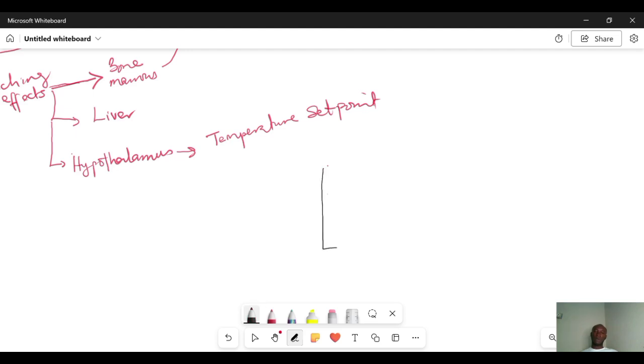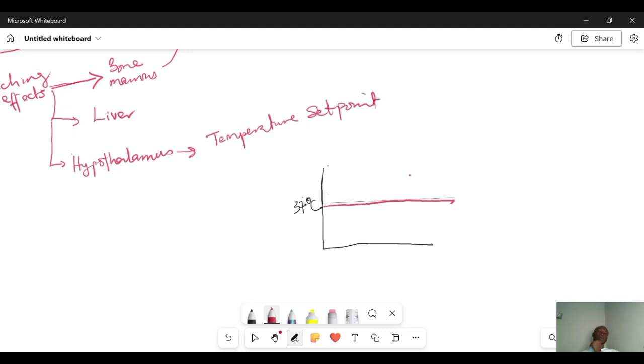Right. Okay. So for example, the temperature set point, the body can set its temperature at 37 degrees Celsius, okay? Now, this is the set point. So, once this temperature is set, body mechanisms are activated such that the body temperature is kept at this temperature set point. So, you stick a thermometer to the axilla or anywhere and you measure this patient's temperature, you get 37 degrees.